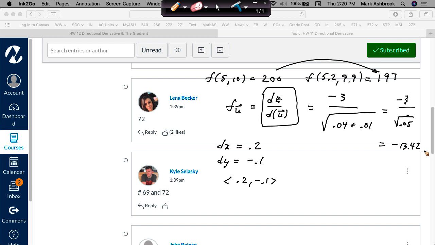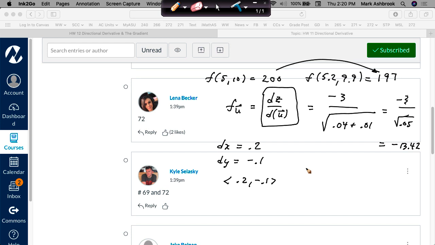So the directional derivative is just a number. It's not a vector, it's just a number. It's a rate of change, right? A rate of change is a value. That's why when you do the dot product, you just get a scalar, right? And the directional derivative is a dot product. Okay. Absolutely right.